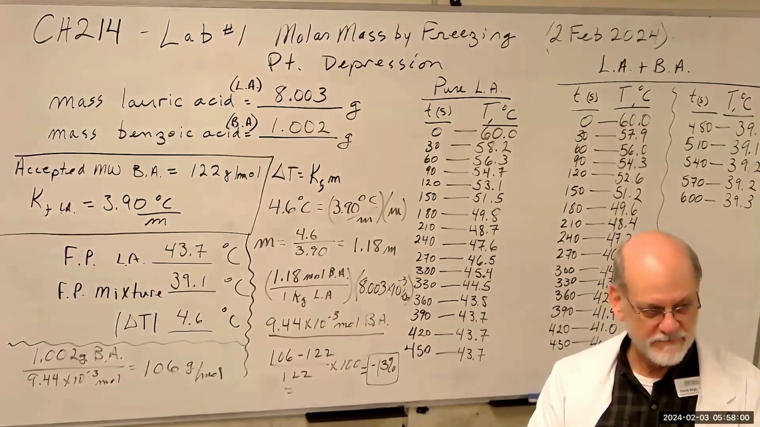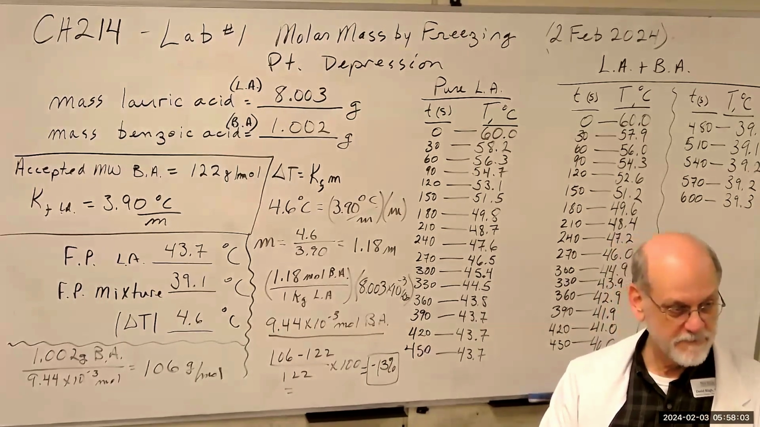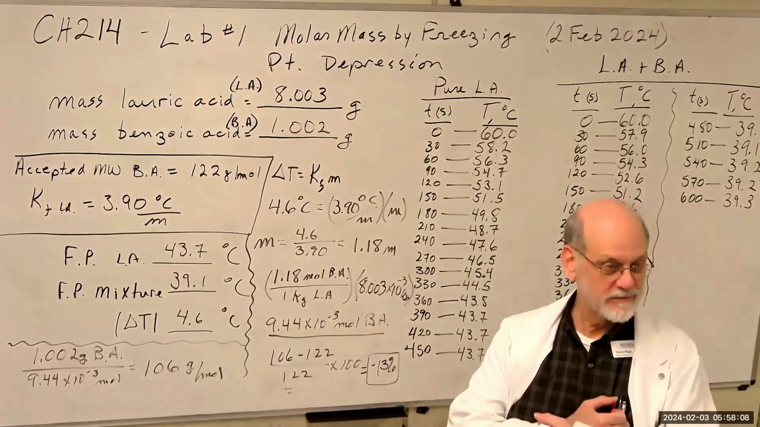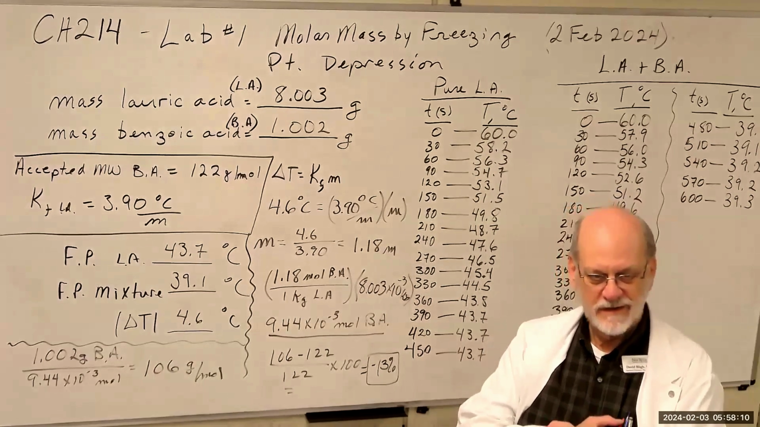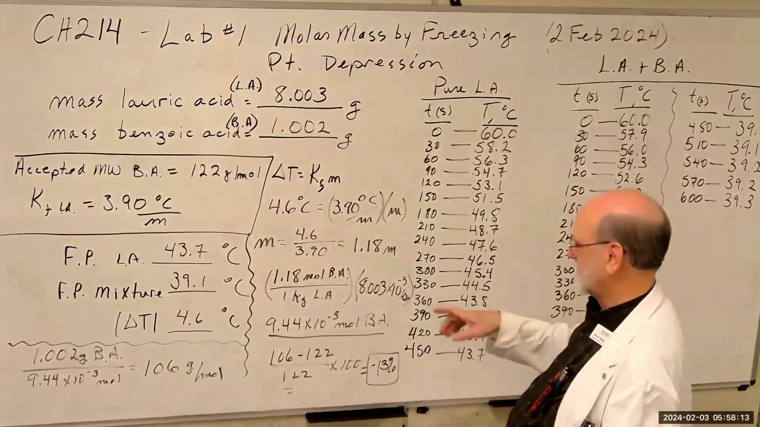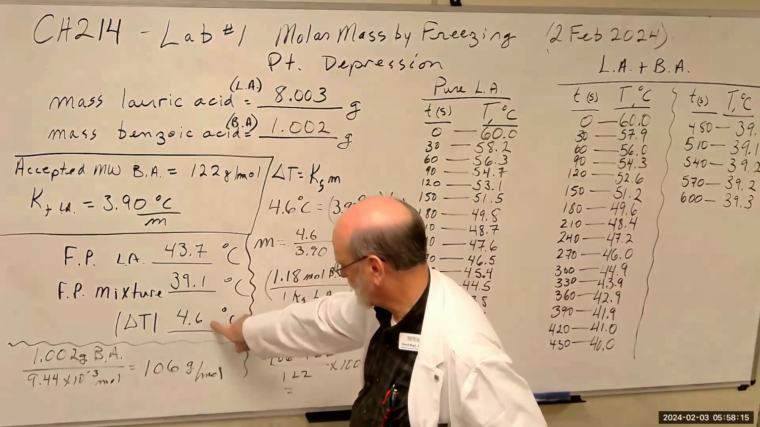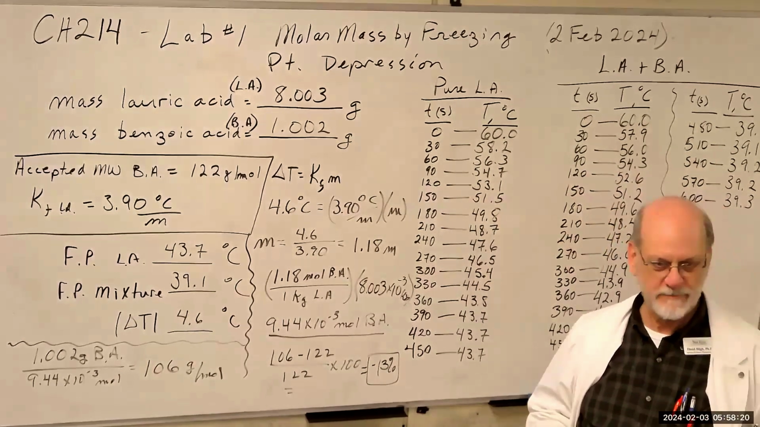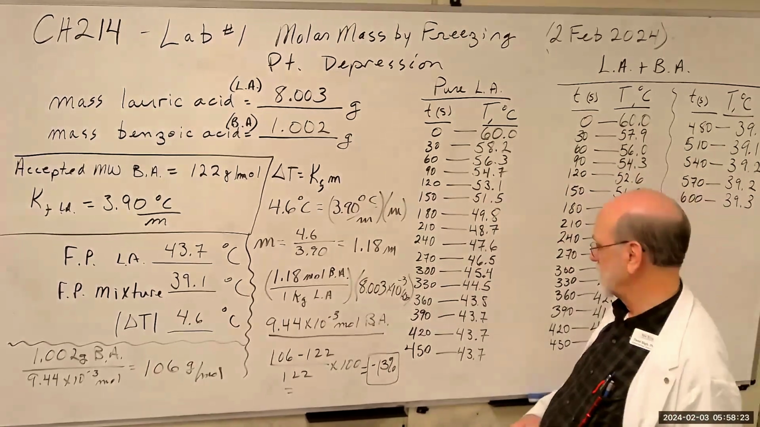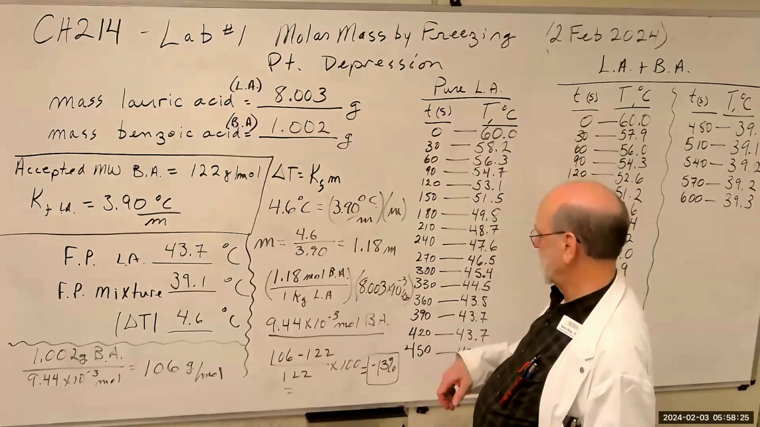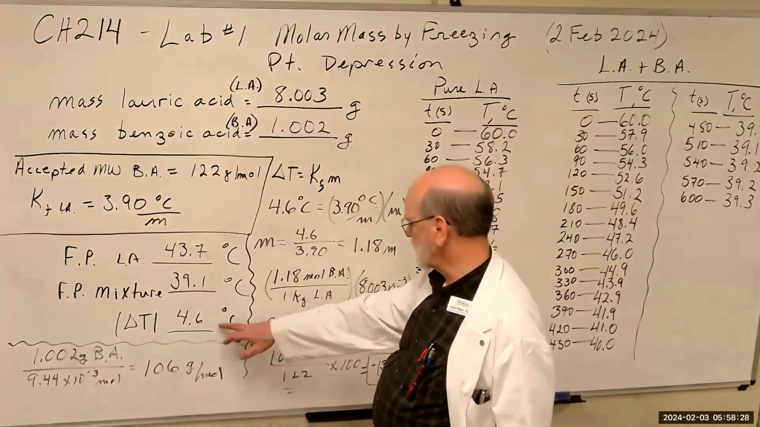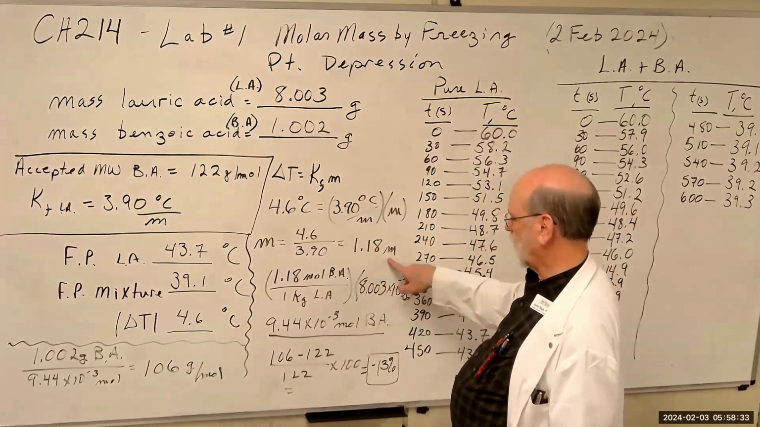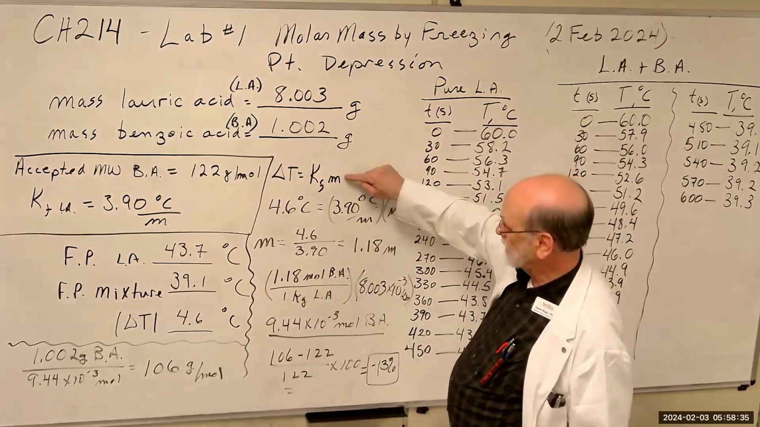Is that all the calculations? That's it. So the hard part now is just writing the report. The change in freezing temperature is 4.6. There's no post-lab questions, is there? Yes, there is. The molality of benzoic acid in the solution is the 9.44, right? No, that's 1.18. Yeah, 1.18 is the molality from this formula.